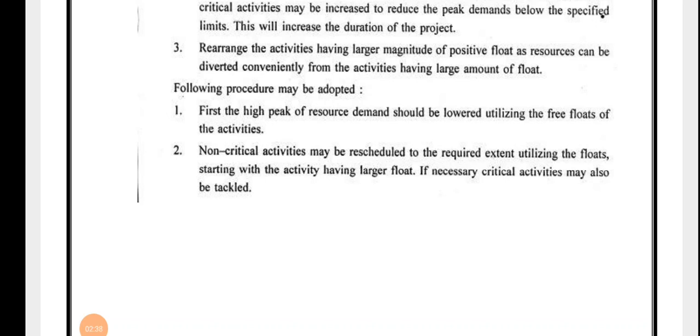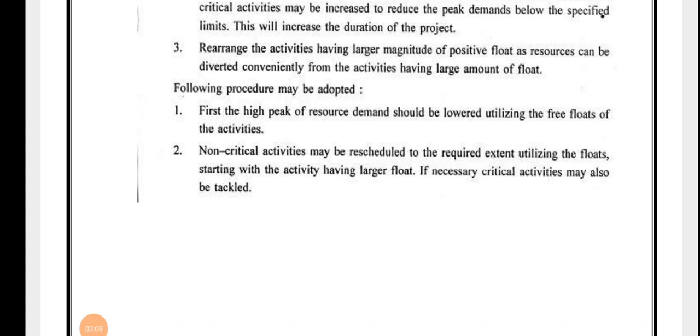If we talk about the sum of this resource leveling, what we have to do is find the float for individual activities, and then arrange those activities in descending order of float. Means the activity which has larger float is entered first, and according to that.